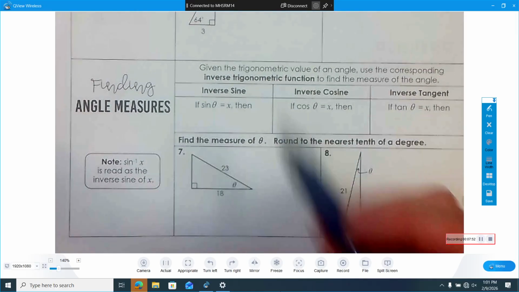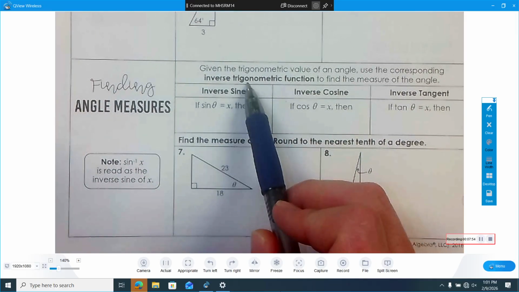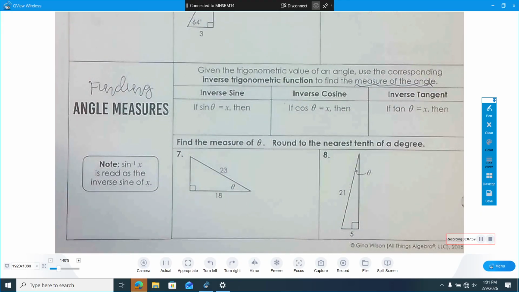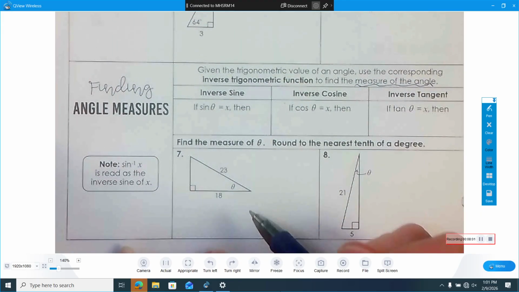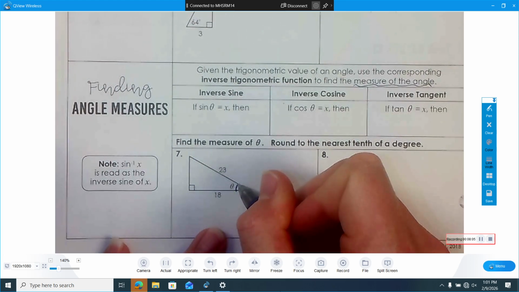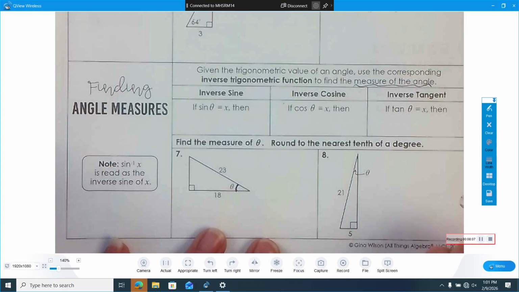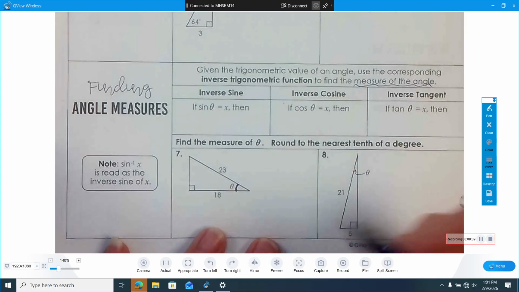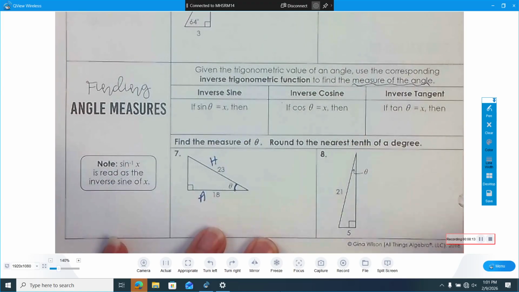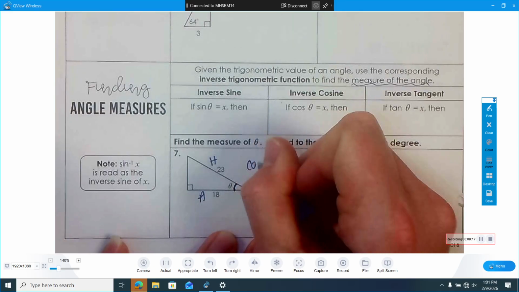And we're gonna have to use inverse trig functions to find the measure of the angle. But the setup is the same, so I'll talk about that in just a second. So looking here at number 7, here's my angle. I'm trying to figure out what sides they gave me. The adjacent and the hypotenuse. So which trig function is that? Yep. So we're going to set up our cosine function.